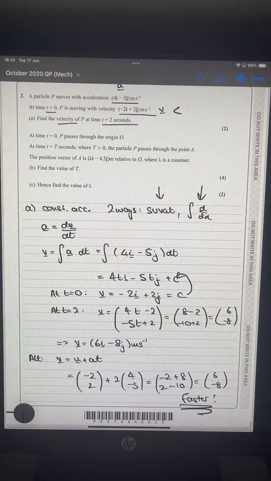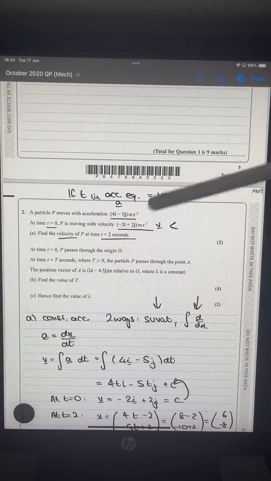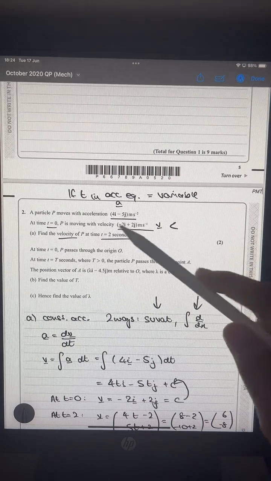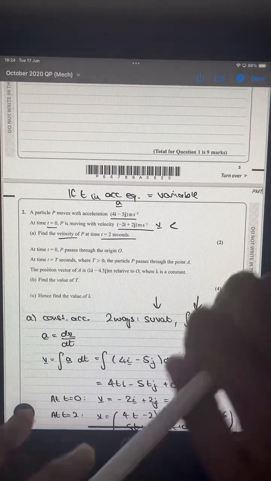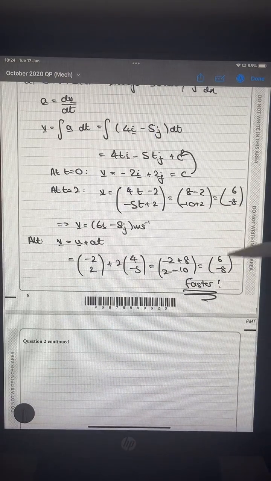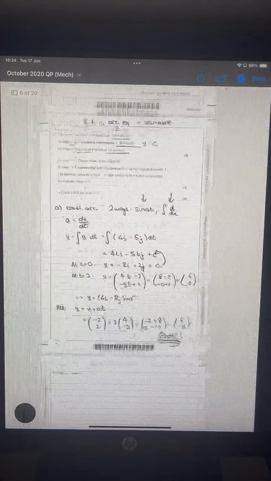How do you know if it's variable or constant? At the top, if you have a t in the equation for acceleration, it is going to be variable. If there's no t in that equation, it's going to be constant, because the t shows that the acceleration is changing with the time. Here, this is just the acceleration the entire time, which is why you can use this method. I 100% recommend using this method if it's constant acceleration. Do not put in all this work. It's just unnecessary.